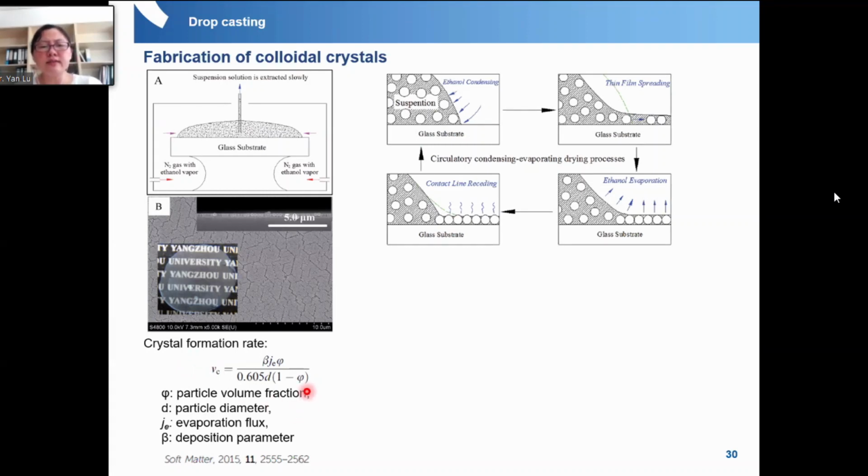And of course, this is rated by the concentration of the particles you use, the size of the particles, and also the evaporation flux of the system. The evaporation flux is exactly what they are trying to play with here, by using this ethanol vapor.